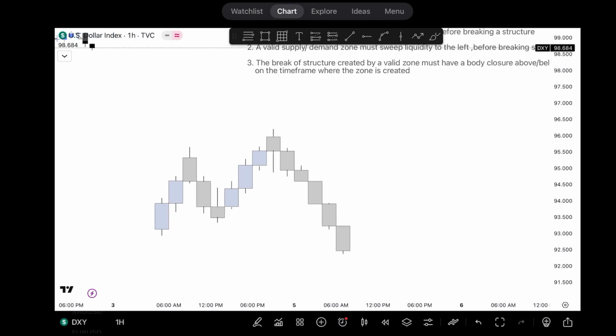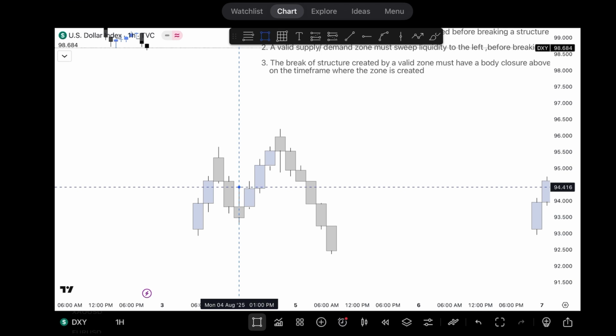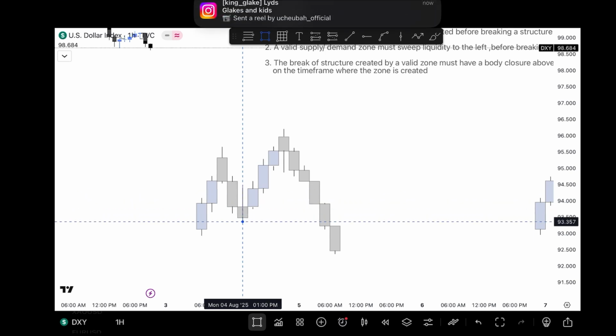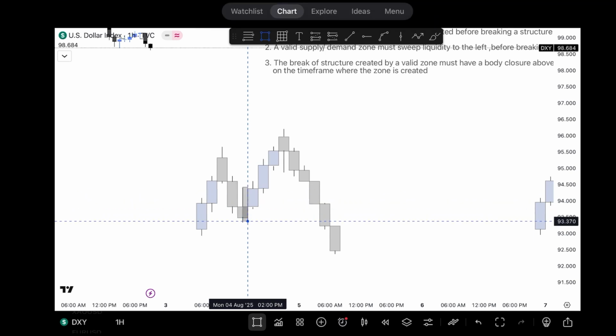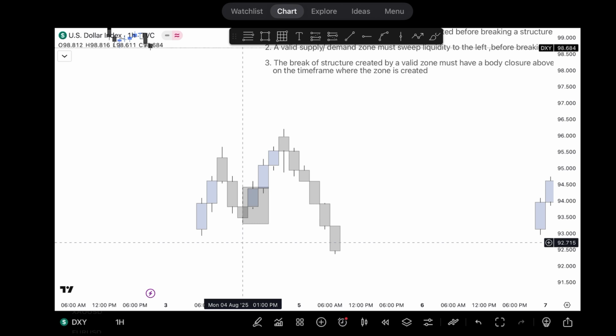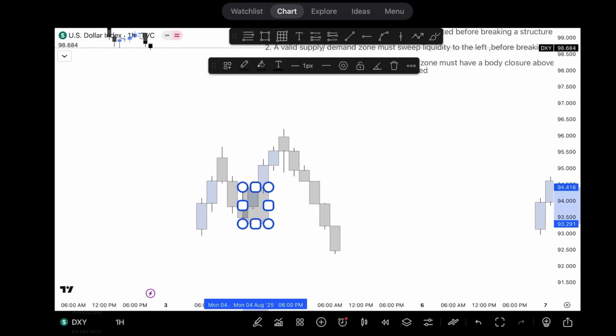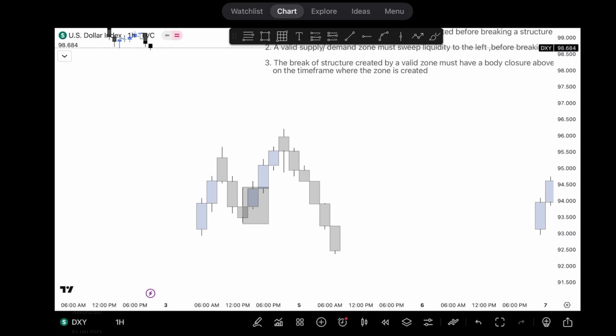Good. So look at this first diagram right here. What do you notice? If you look at this particular demand, you notice that price has already used it. Price has used that demand, it has mitigated it, right? This first candle has already been mitigated by this third candle. I don't know if you guys can see.